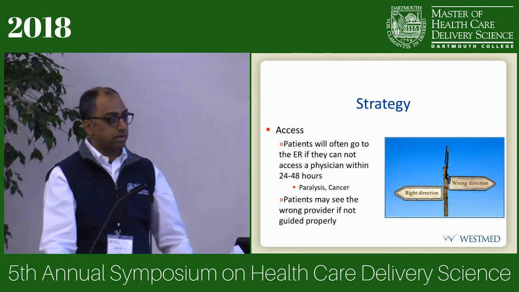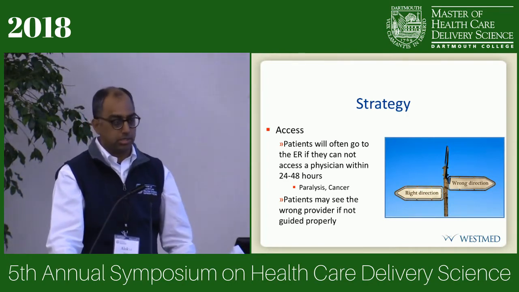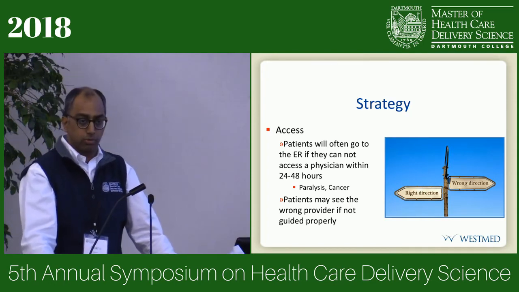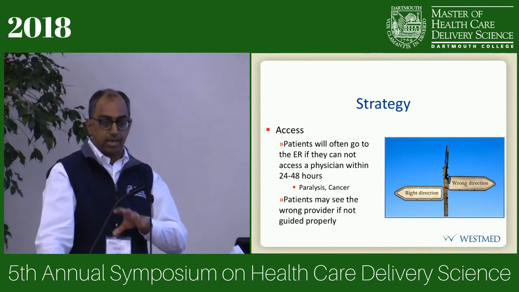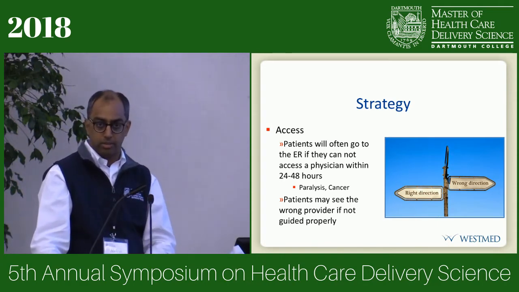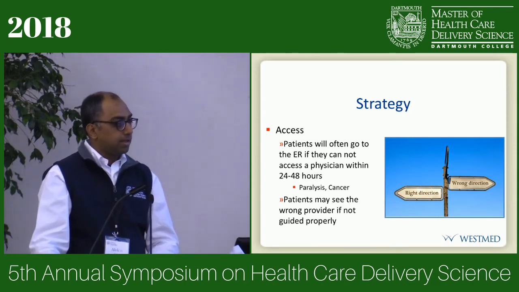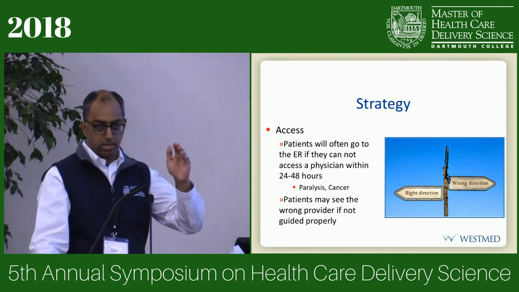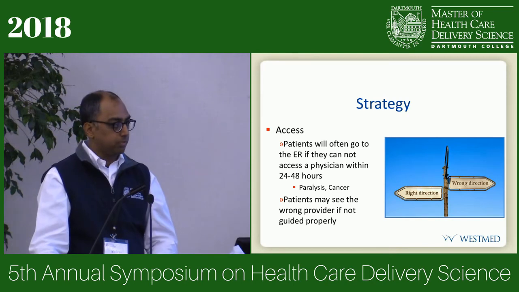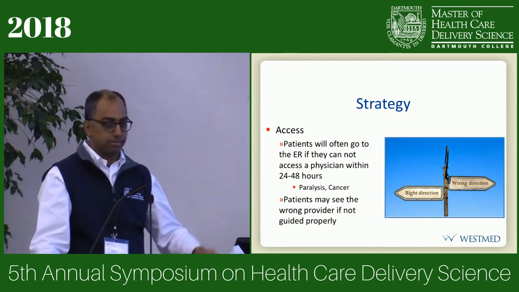So as I mentioned before, and this has been borne out in multiple different studies now, patients will often go to the ER if they can't get access to a physician within 24 to 48 hours. And it's that fear and anxiety which is leading them to go to the ER. It's not maybe any kind of real pathological problem. They're not actually paralyzed or they actually don't have cancer. And then beyond that, when patients do get pain and the anxiety levels start to increase, that's when you get this sort of random movement, I call it, where the patients may see the wrong provider.